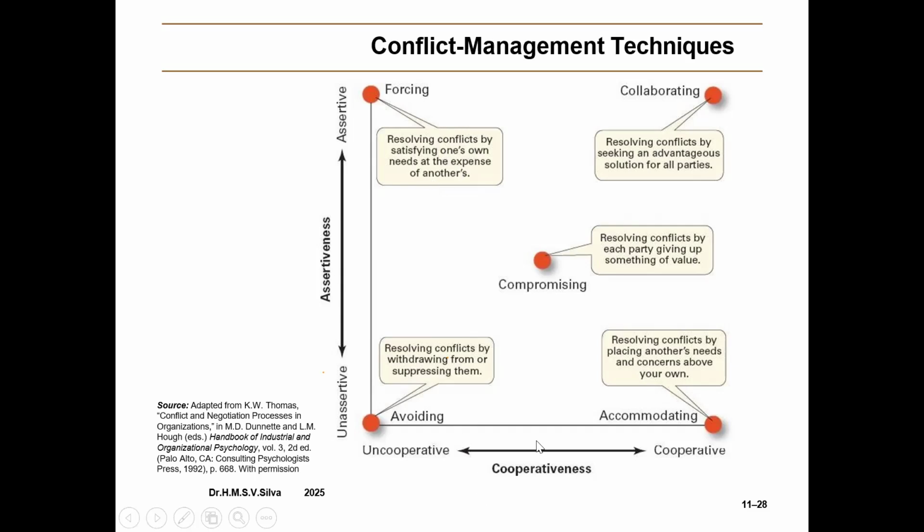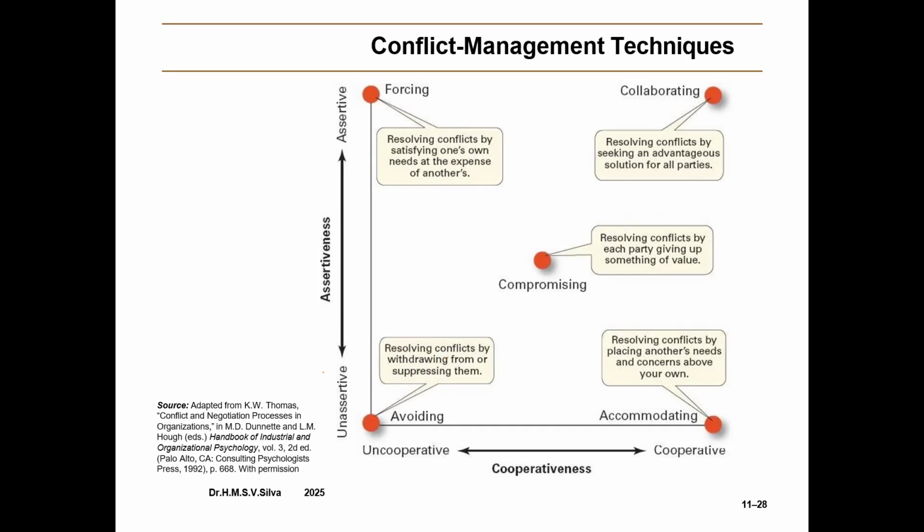Then avoiding means both parties are not cooperative, and both parties do not have a very good idea about the conflict. Then they try to avoid that situation. But this is very dangerous. Even if avoided, at some point it comes back like a rubber ball pushed under water. So it is resolving conflict by withdrawing from or suppressing it. It is stopped temporarily, with both parties withdrawing.